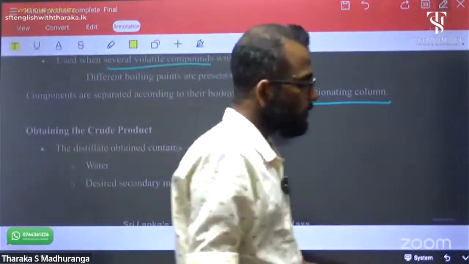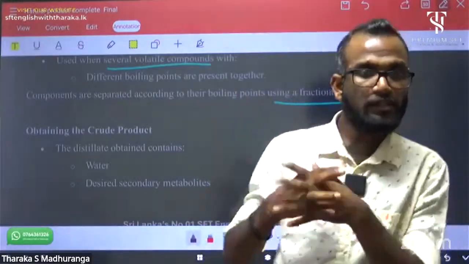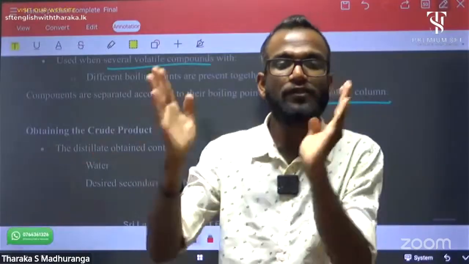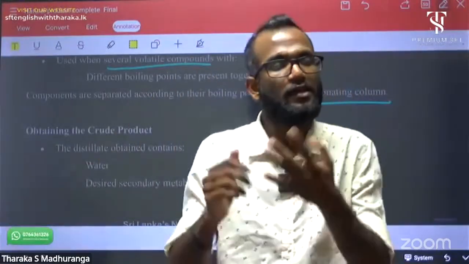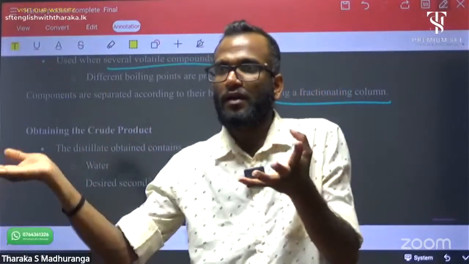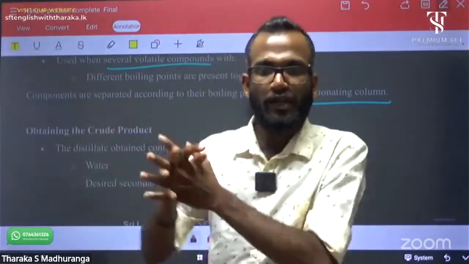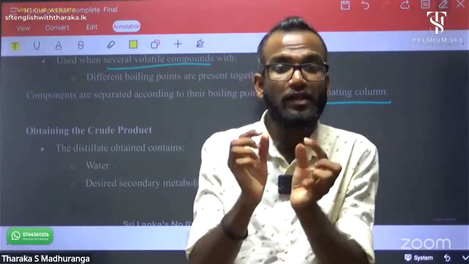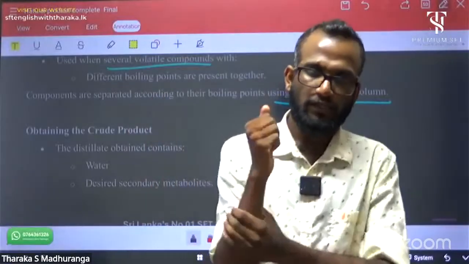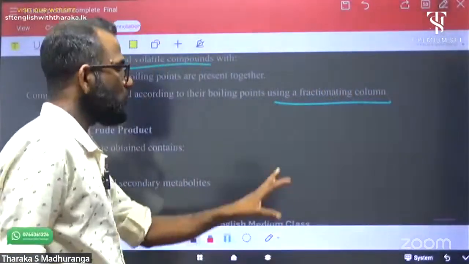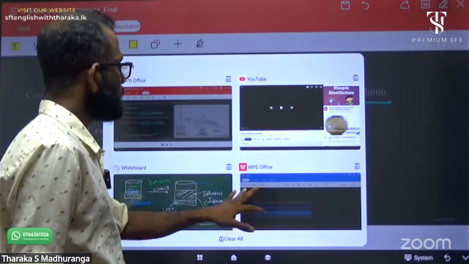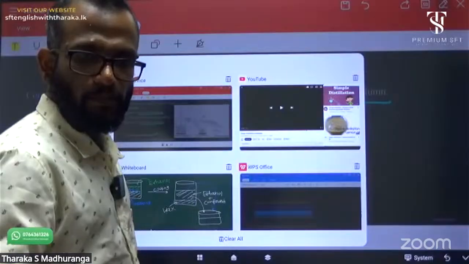If we can use fractional distillation for natural product extraction, it's the best method to separate several compounds from the same plant material. Think we have a plant material that contains citronellol and several other valuable natural products. Then we can use fractional distillation. Okay, I'll show you, but that's not commonly used for natural products. Give me a second, I will show you.